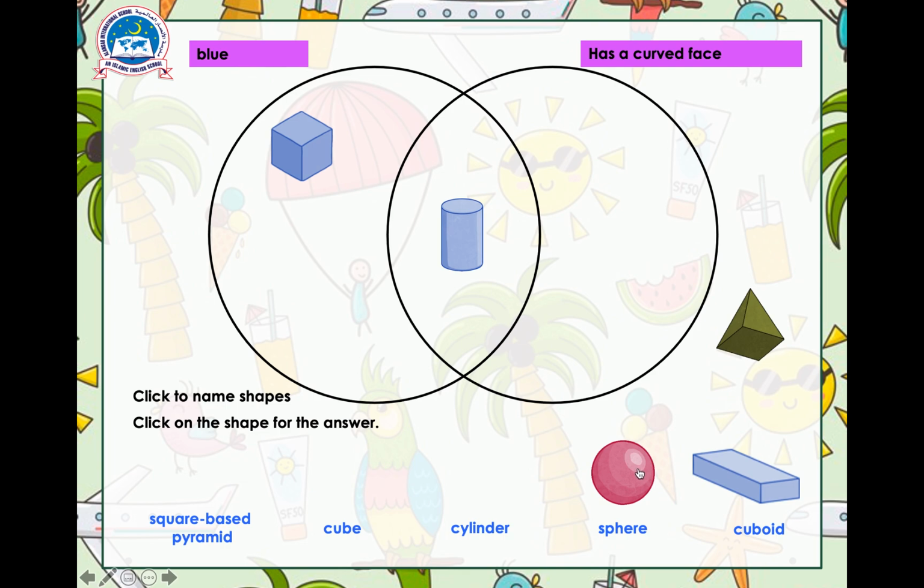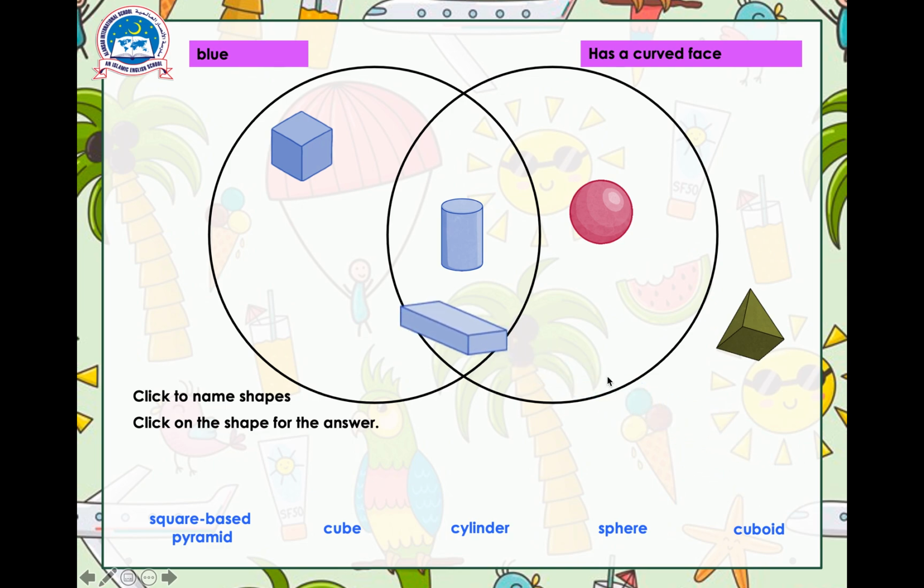Let's look at the sphere. Is the sphere blue? No, it is not. Does it have a curved face? Yes, it does. So we are going to put it in this part of the circle. And lastly, the cuboid. Is it blue? Yes, it is. But does it have a curved face? No, it does not. So we are going to put it in this part of our diagram.